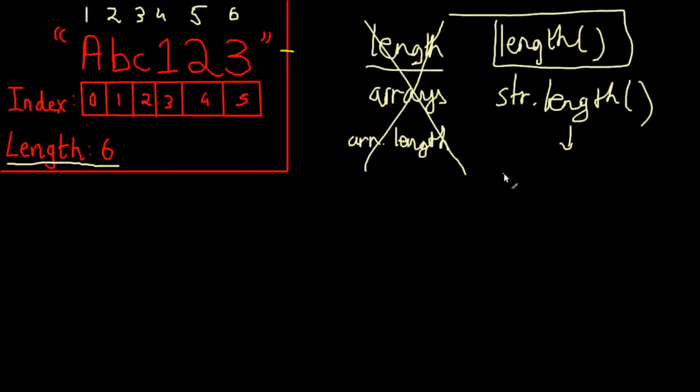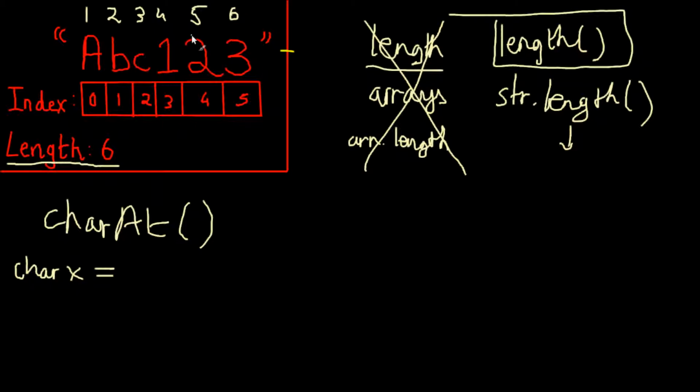Another, there's a third very important function which is called charAt. It just helps you take out a certain character from a string. Say I give you a variable, it's called char x, and I want you to take out the 2 from this string abc123 and store it in this char x. And I've given you that str is equal to abc123. This is the function charAt which will help you do it.